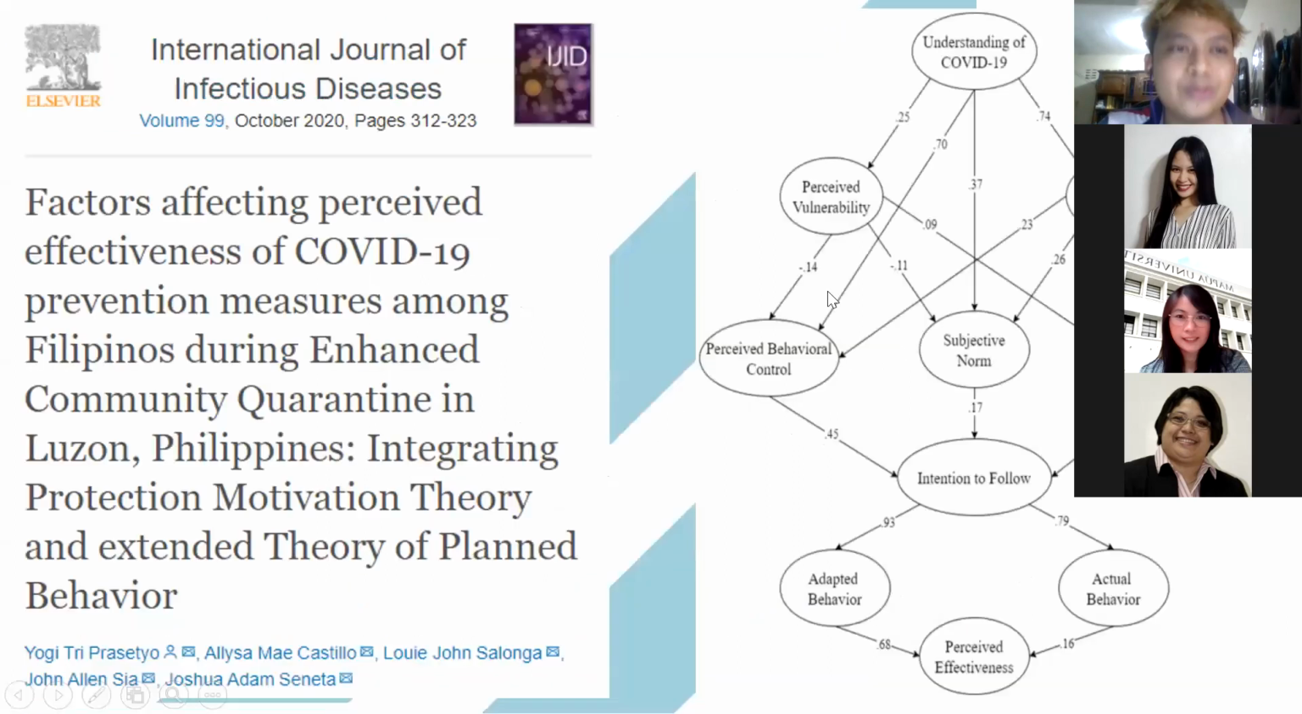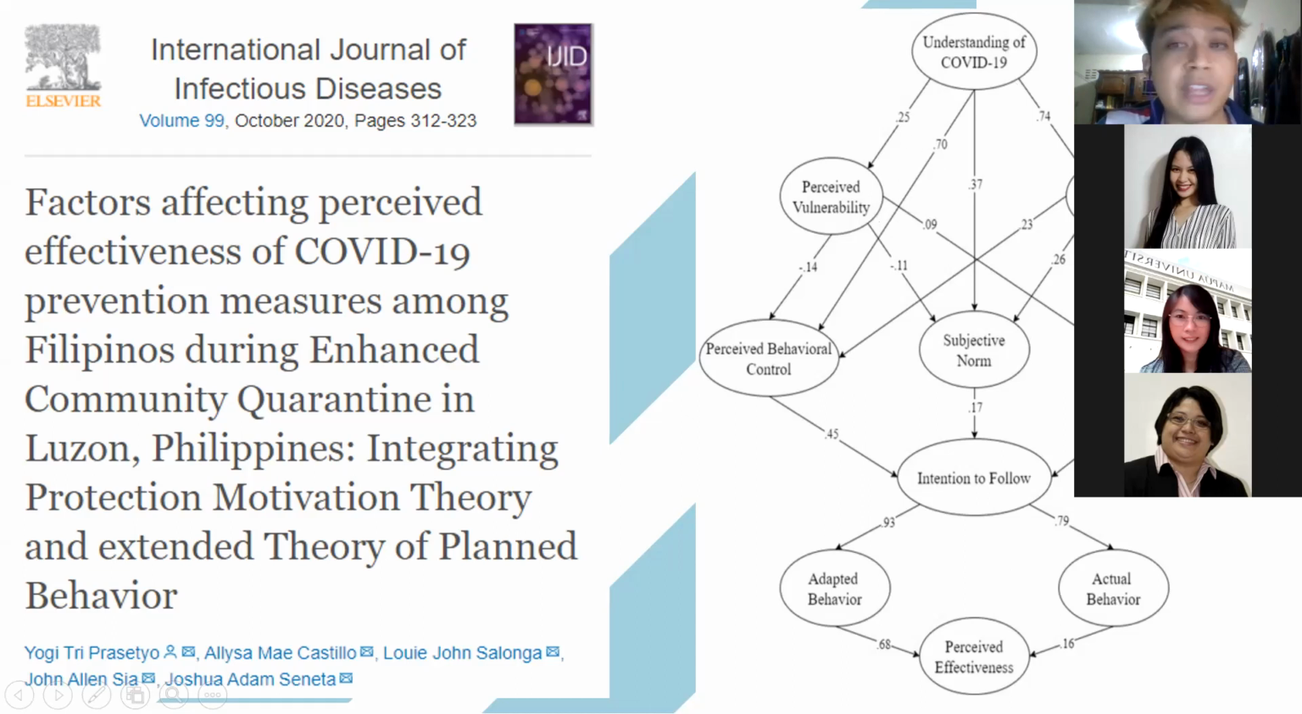But I would like to go to my path, a little bit different from Dr. Satria. This is actually from protection motivation theory, and I combine it with the theory of planned behavior. This one, from understanding COVID-19, goes to perceived effectiveness. There is a connection: someone who keeps updating the knowledge related to COVID is more affected in perceived effectiveness, because this is the mechanism.